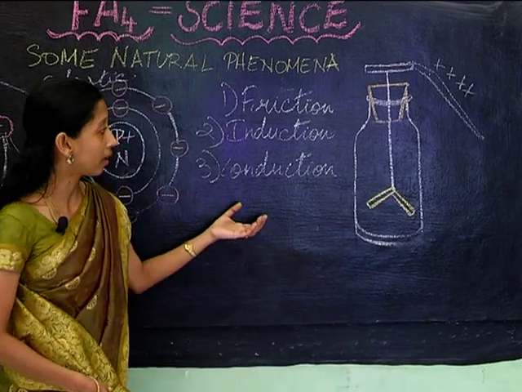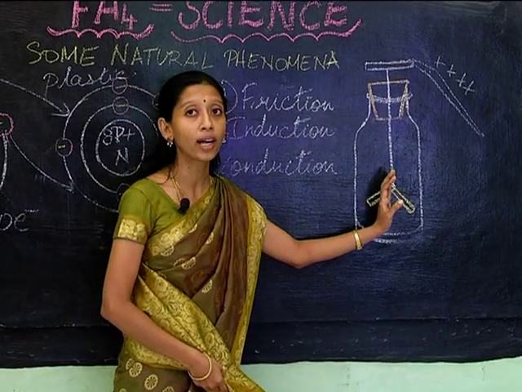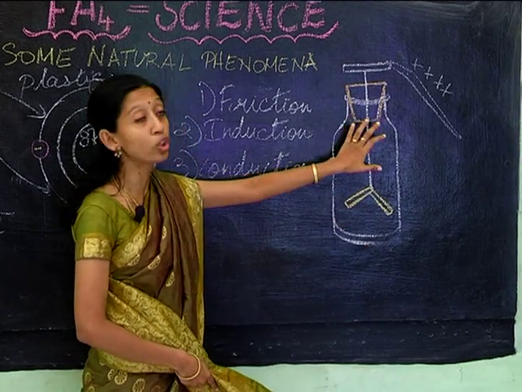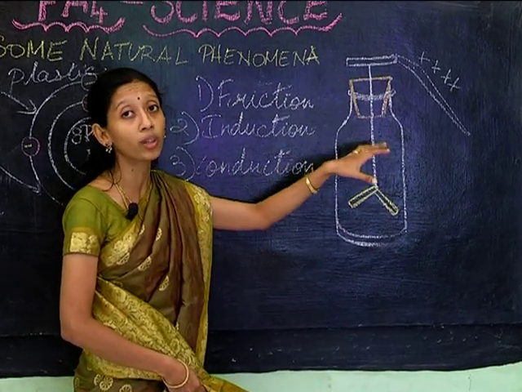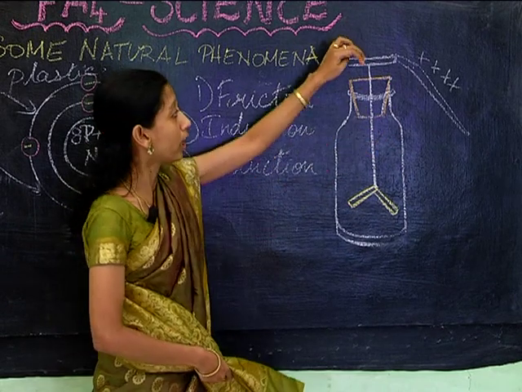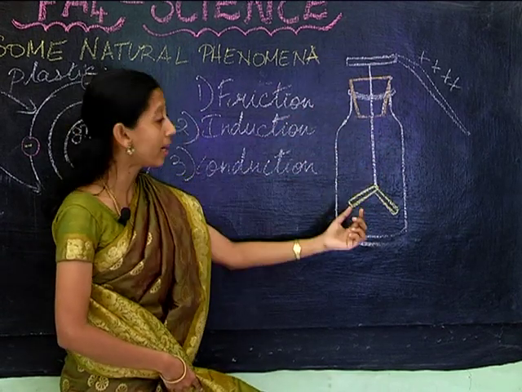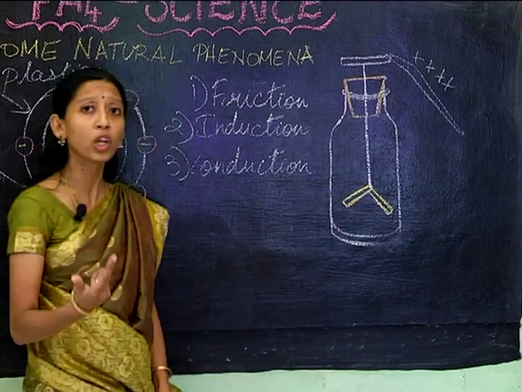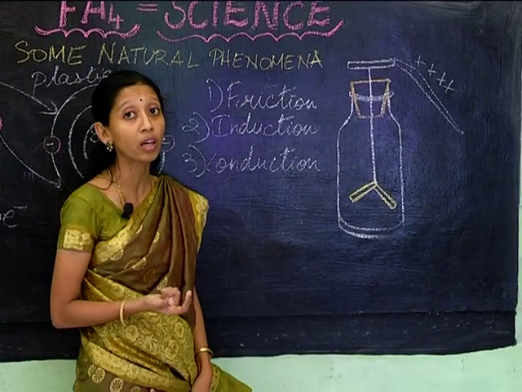I am repeating once again. In order to understand conduction, I have taken an apparatus called a gold leaf electroscope. It is a glass jar whose mouth is fitted with a one-hole cork. A thin brass rod passes through it and the end of the brass rod is fitted with a piece of gold leaf. We can use even aluminum foil which we have in our house.